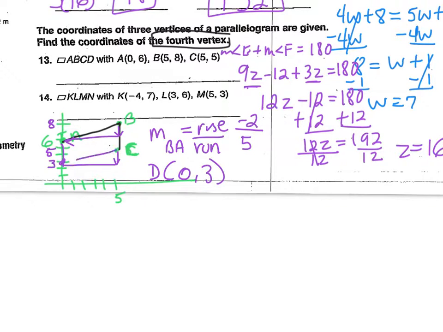So all you've got to do is find out the slope of one side so that the other side is parallel. And automatically that comes after you finish with the second slope, okay?